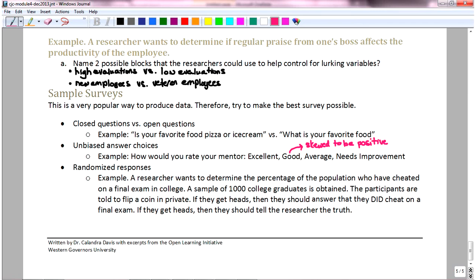The participants are all told to flip a coin in private, and if they get heads, then they should answer that they did cheat on the final exam, whether or not they did. That's what their instructions will be. If they get tails, then they should tell the researcher the truth. Assuming that it's a blind study, the researchers don't know what the result of the coin toss is, so the participants can tell the truth knowing that the researcher will not know whether it's true or not. So that way they don't have to worry about that judgment. So this would be an example of a randomized response.